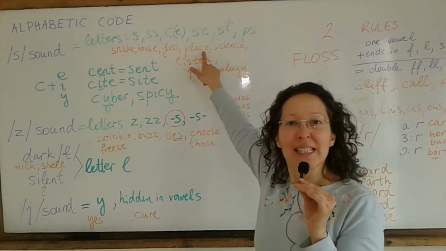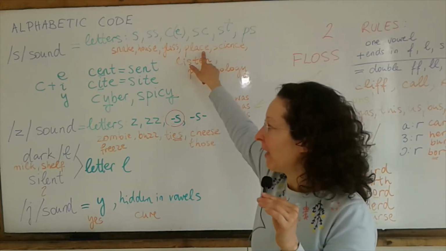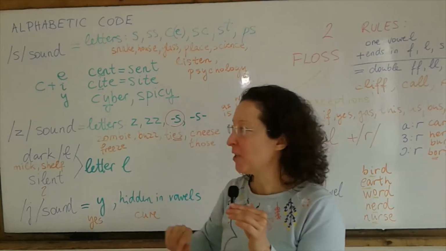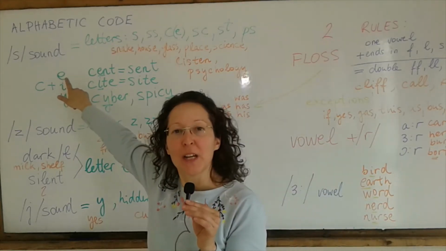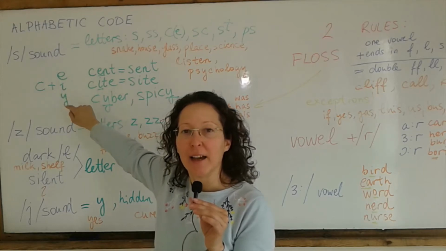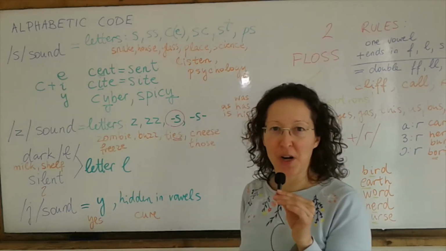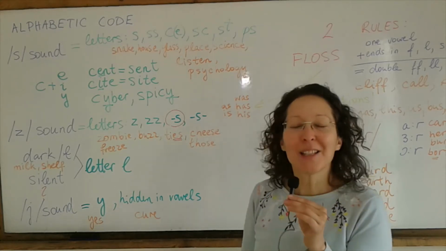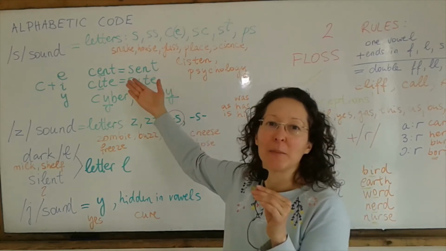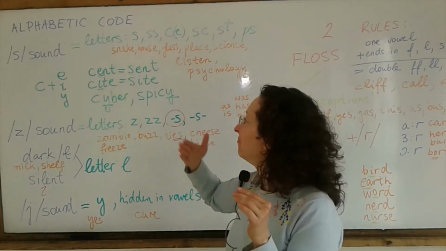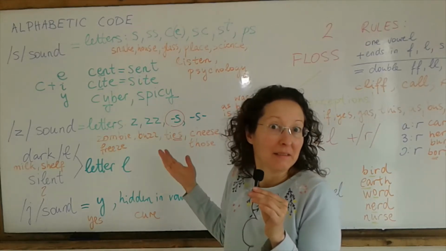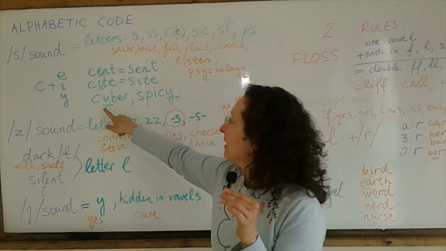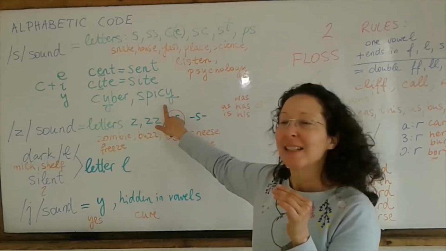It can be a C. Well, the letter C, similar to French, when it is in front of E, I, and Y, it is always pronounced as S. That's why these words sound the same: scent, sight, cyber, and spicy. S, S.